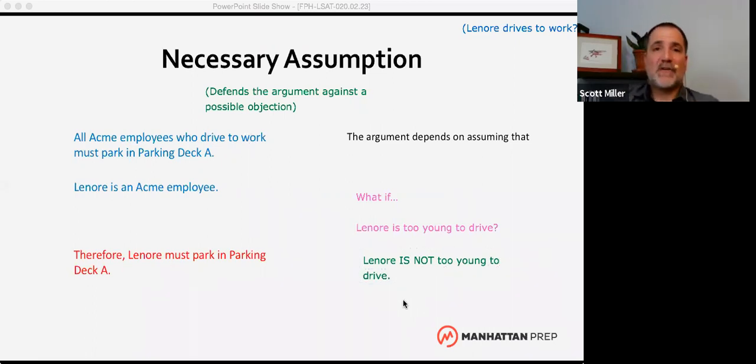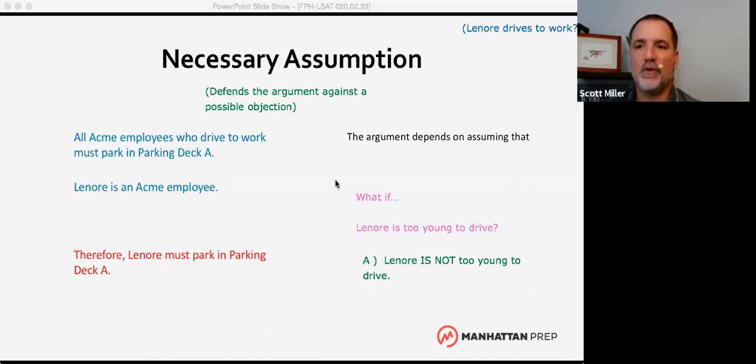So this is what necessary assumptions do. This would be a correct answer to a necessary assumption question. If the question asks you, the argument depends on assuming that, and answer choice A, let's say, was Lenore is not too young to drive, that's going to be a correct answer.